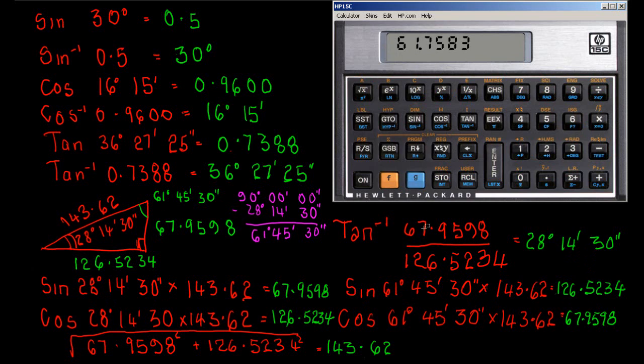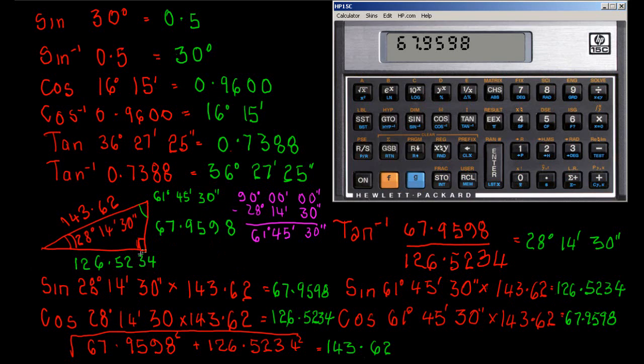So the next one we wanted to do on that was cos, and I wonder if our last x will be going here. No. So I'll just do the xy. That's our cosine, and 143.62. Just check that's right, 143.62 times 67.9598. So there we are, we've sort of worked the triangle using every possible one there.